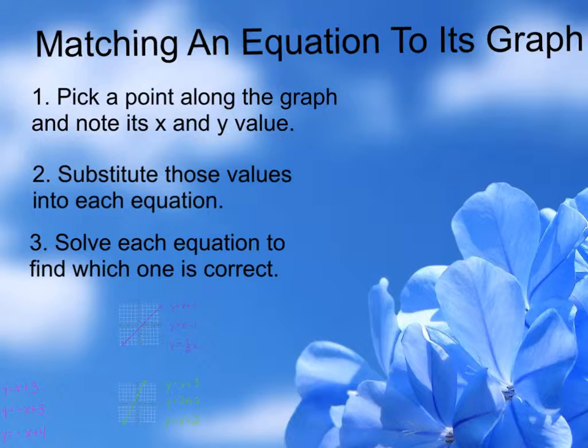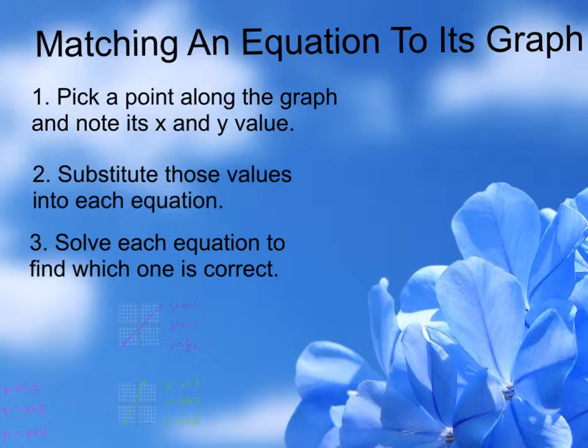The first step is to pick a point along the graph and note its x and y value. And what I mean by note is that, well, obviously it would be helpful to write them down. Once you've done that, you're going to go back to the equation, well, each equation actually that's given to you. If it's a multiple choice question with 4 equations, you would have to do it 4 times.